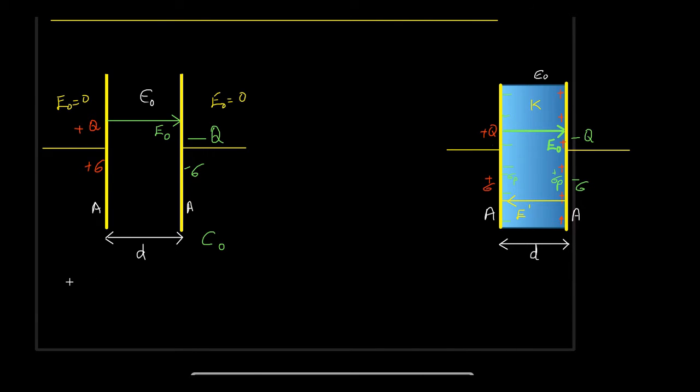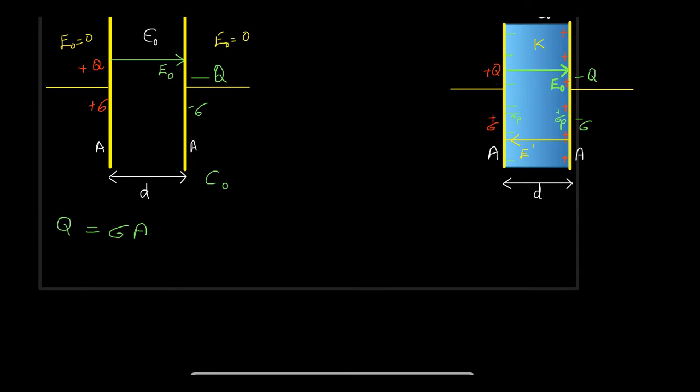How to write charge Q in terms of sigma? We know Q is equal to sigma into A. What is electric field E0 in between the plates? That is equal to sigma by epsilon naught. Then what about the potential difference between the two plates? V0 equal to E0 into distance d. E0 is sigma by epsilon naught, into distance d.